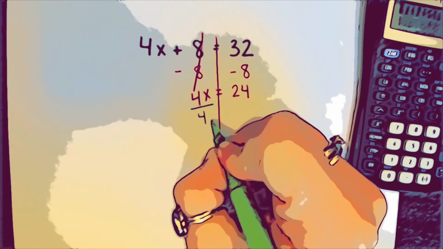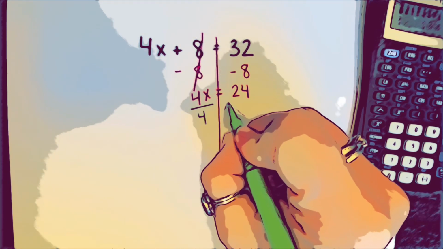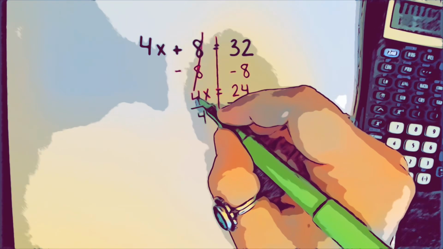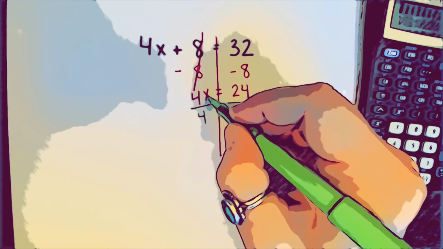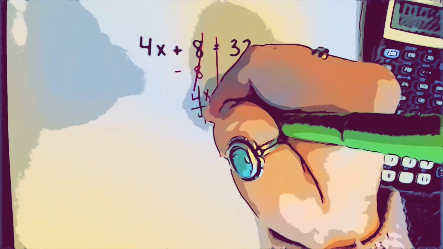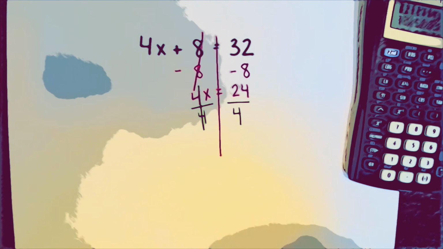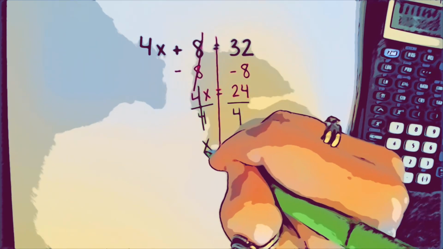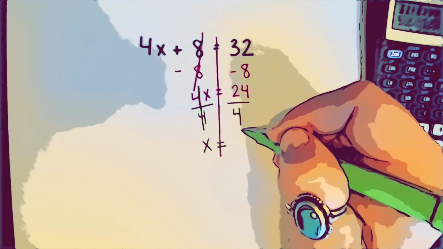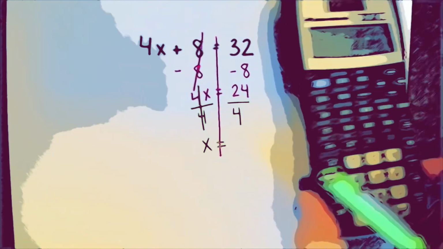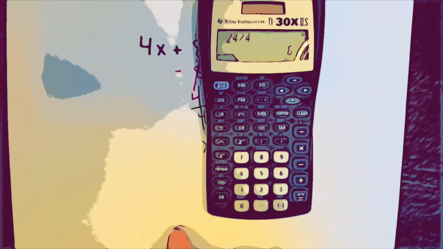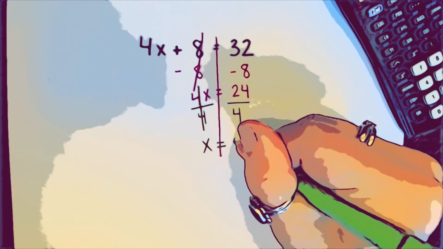And if I divide the left side by 4, I have to divide the right side by 4. So 4 and 4 right here, x is being multiplied by 4, and then it's being divided by 4. So that is going to cancel each other out. And that leaves me alone with x right here. x equals 24 divided by 4. What is 24 divided by 4? 24 divided by 4 is 6.